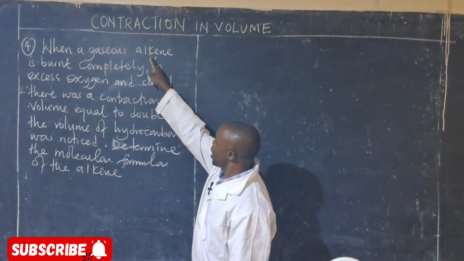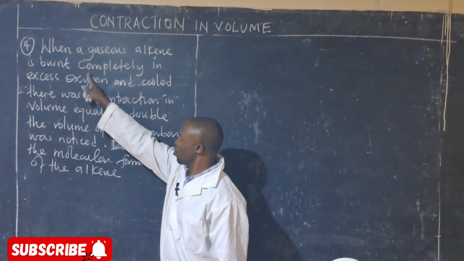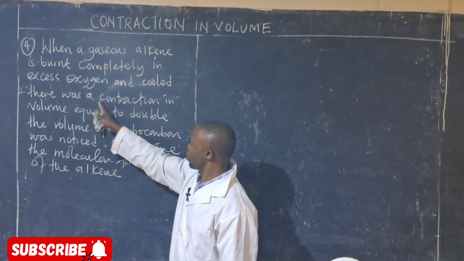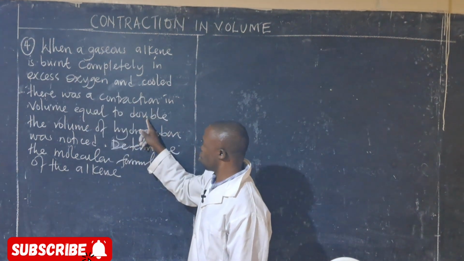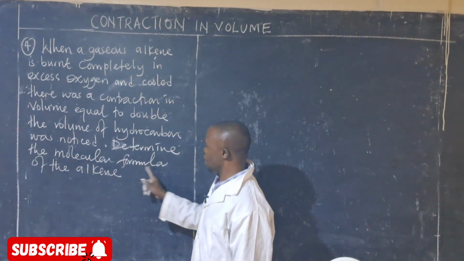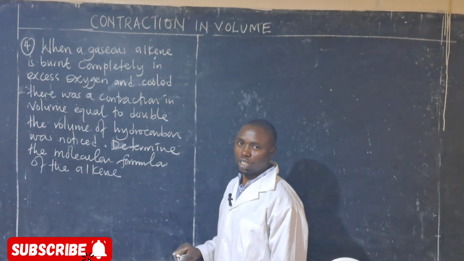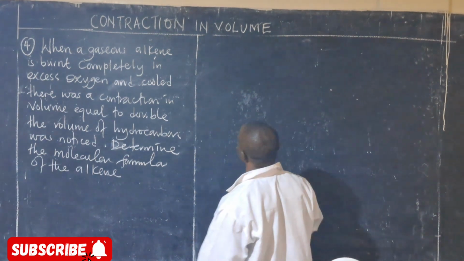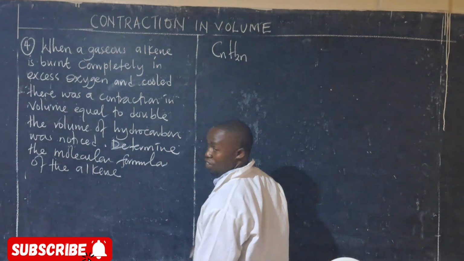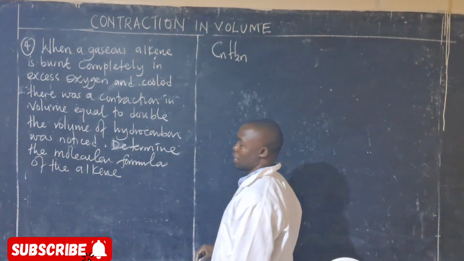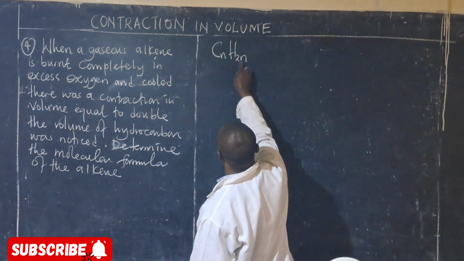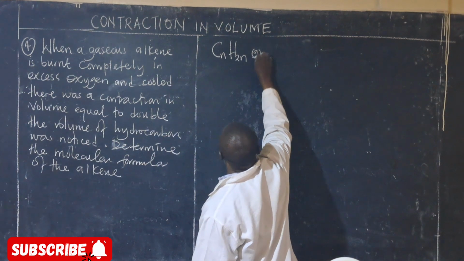When a gaseous alkene is burnt completely in excess oxygen and cooled, there was a contraction in volume equal to double the volume of the hydrocarbon. Determine the molecular formula of the alkene. Since the question is specific, let's use the alkene formula. Alkenes are generally CnH2n, but you can use the other one, CxHy, but since it has little information, it will be difficult to handle the unknowns. So this has one unknown, and it's a gaseous alkene.